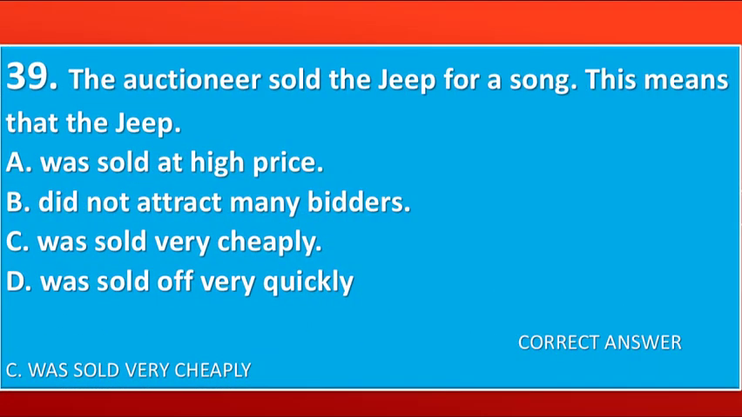Question 39. The auctioneer sold a jeep for a song. This means that the jeep A. was sold at a high price. B. did not attract many bidders. C. was sold very cheaply. D. was sold off very quickly. The correct answer to this question is C. The auctioneer sold the jeep for a song. This means that the jeep was sold very cheaply.